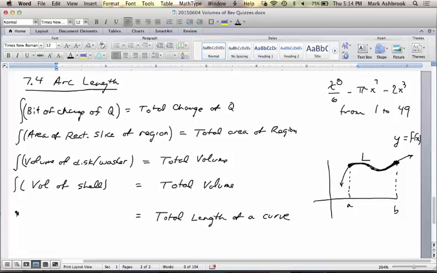We're going to sum up. But what are we going to sum up? Points? Small lengths of the curve? Yeah, so we're going to sum up little itty-bitty lengths of the curve. All right? So we're going to break this up into a zillion little pieces, and we're going to add them all up.